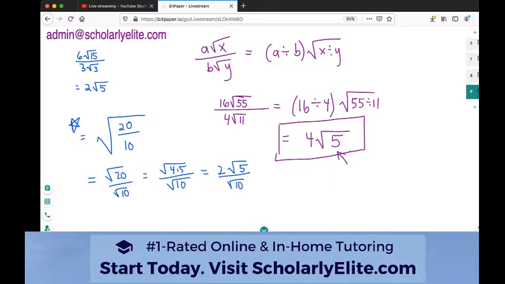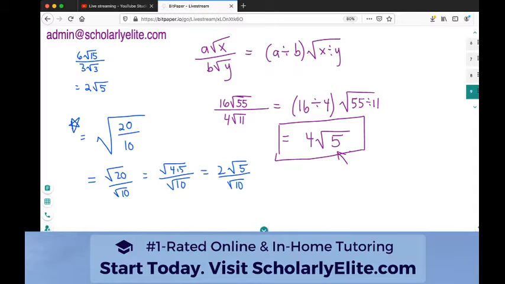Now, is that actually the final answer we would leave? No, and that leads me into our next topic, which is rationalizing the denominator of a radical expression. So basically what that means is that we never want to leave a radical number in the denominator of an expression. And the reasoning behind this is actually quite complex.